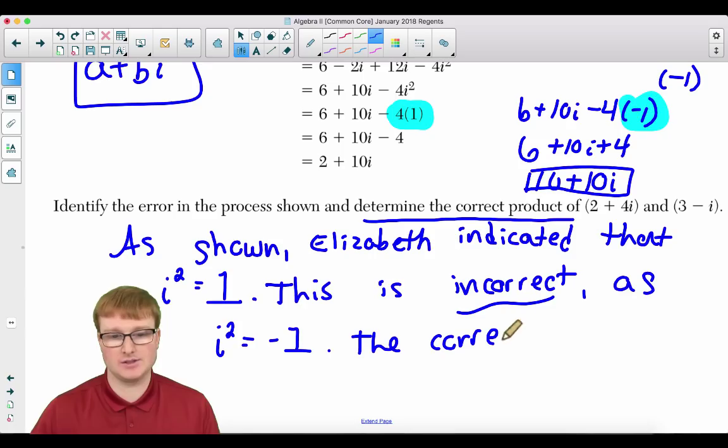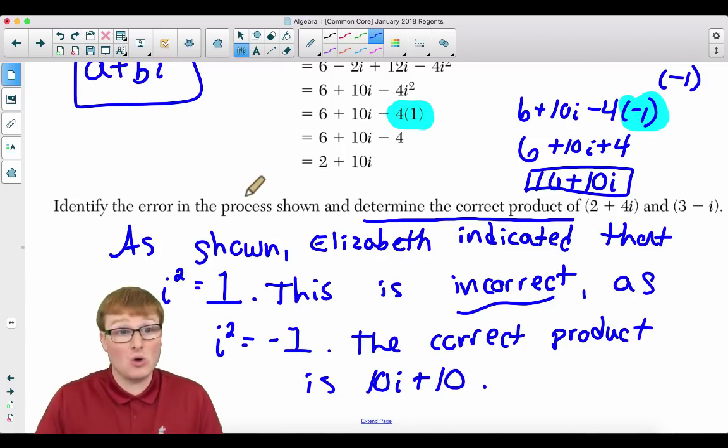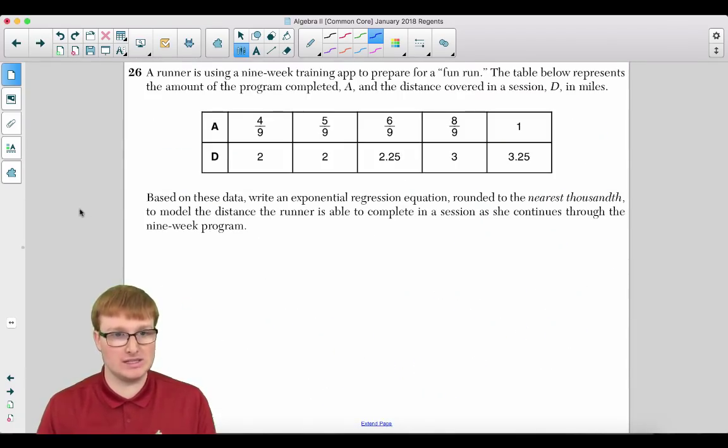The correct product is 10i plus 10. And that is all you need to do for that question. Again, it's an easy 2-point question. Be smart about it. Moving on to number 26.